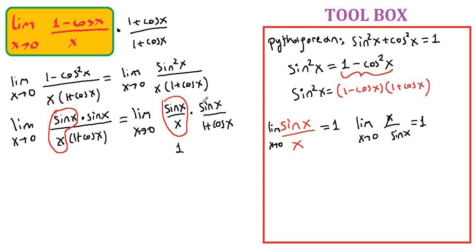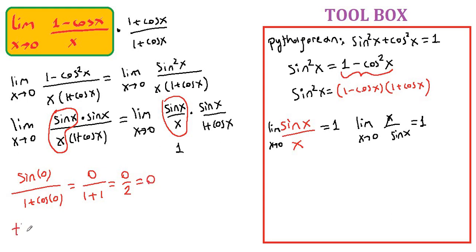So this is 1. And here we have no restriction on the denominator, so we can directly plug in. So that's going to be sine of 0 over 1 plus cosine of 0. Sine of 0 is 0 and cosine of 0 is 1. So 0 divided by 2 is 0. So therefore, this limit as x approaches 0 of 1 minus cosine x over x is equal to 0.